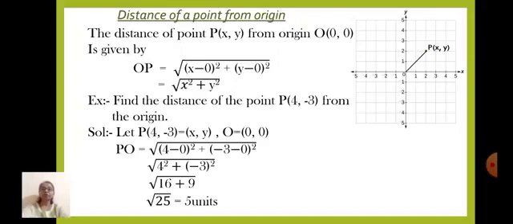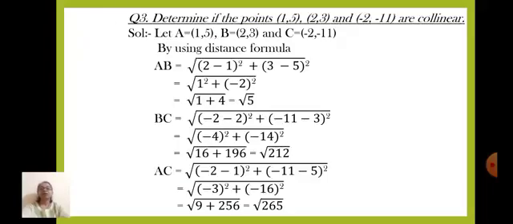The negative value you omit. So in this way, very easily you can calculate the distance of any point from the origin by using this given formula. Now, some more applications of the distance formula.